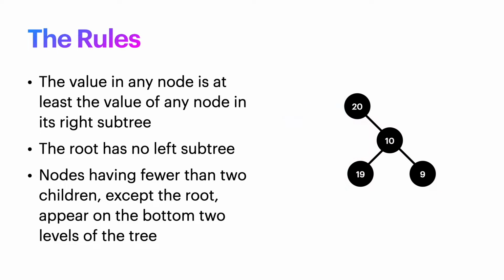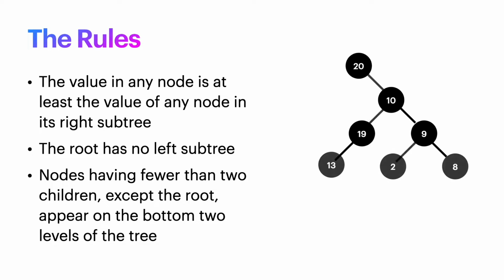However, notice here that the 10 has a child 19 that is greater than it. That's okay. This is a left child of the 10, and so we don't have to worry about it being less than the 10. The second rule keeps the root from having any left children, and the neat thing about that is if you combine it with rule 1, then we guarantee that the root has to have the largest value in the tree. The last rule essentially just guarantees that the tree ends up being well balanced.